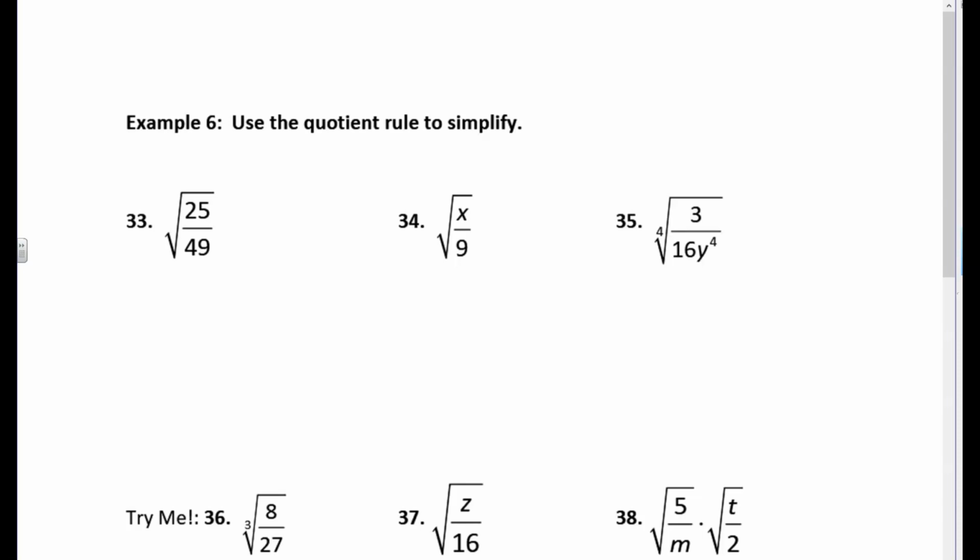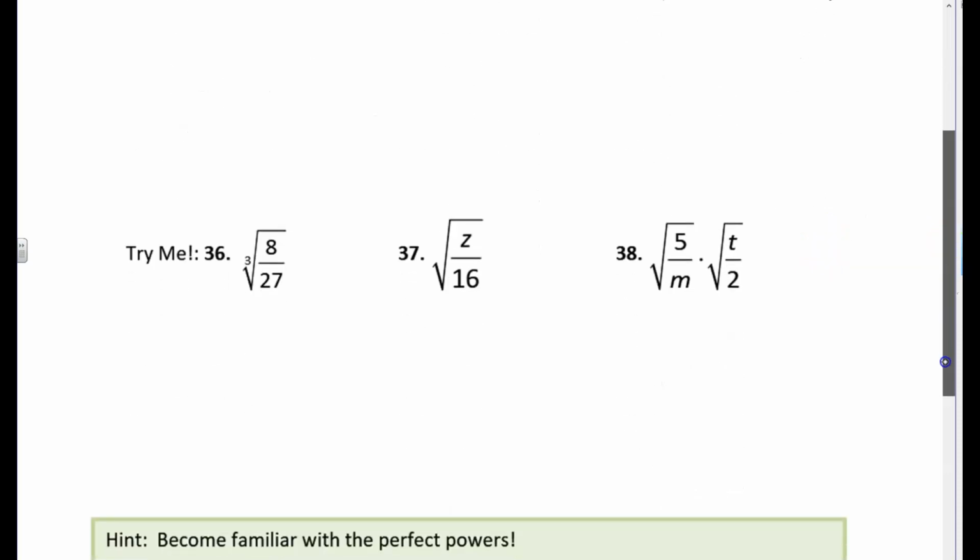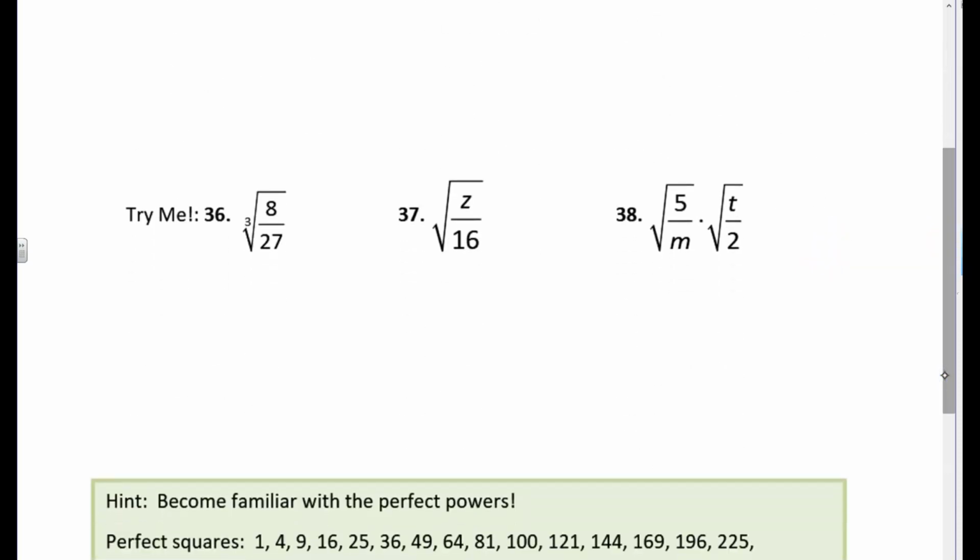We can also use the quotient rule to simplify. The square root of 25 over the square root of 49, we can just take the square root of top and bottom, 5/7. And here, the square root of x over 9, well, the square root of x can't simplify. It can stay as the square root of x, but the square root of 9 is really just 3. Same thing here on 35. I can't simplify the 4th root of 3, but I can simplify the 4th root of 16, which is 2, and the 4th root of y to the 4th is just y. I want you guys now to do these next 3 on your own.